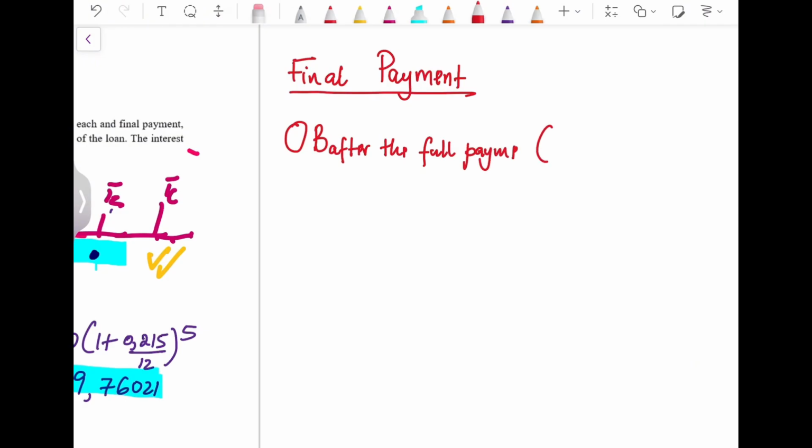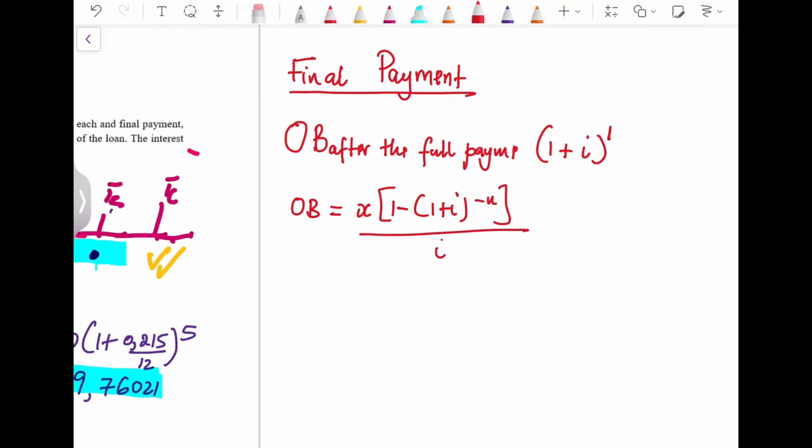Into 1 plus i to the exponent and then just 1 period. Now, the outstanding balance after the last full payment: the number of full payments is 16 in total. So we need to calculate the outstanding balance after 16 payments. So it will be OB is equal to X into 1 minus (1 plus i) to the exponent negative n, all divided by i.